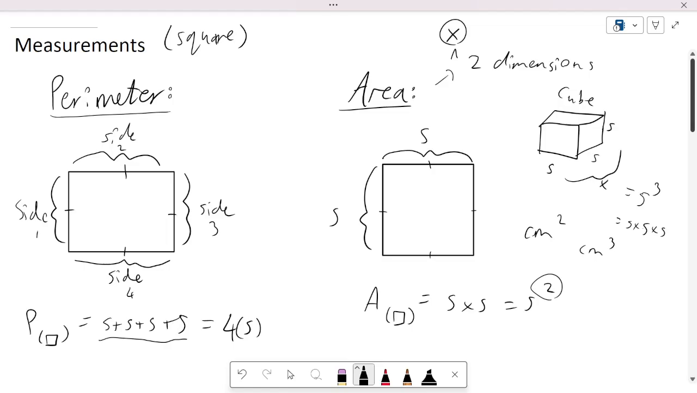Okay, let's move on to the rectangle, and then at least I'll get into more detail with the area, for why we find the area, basically.